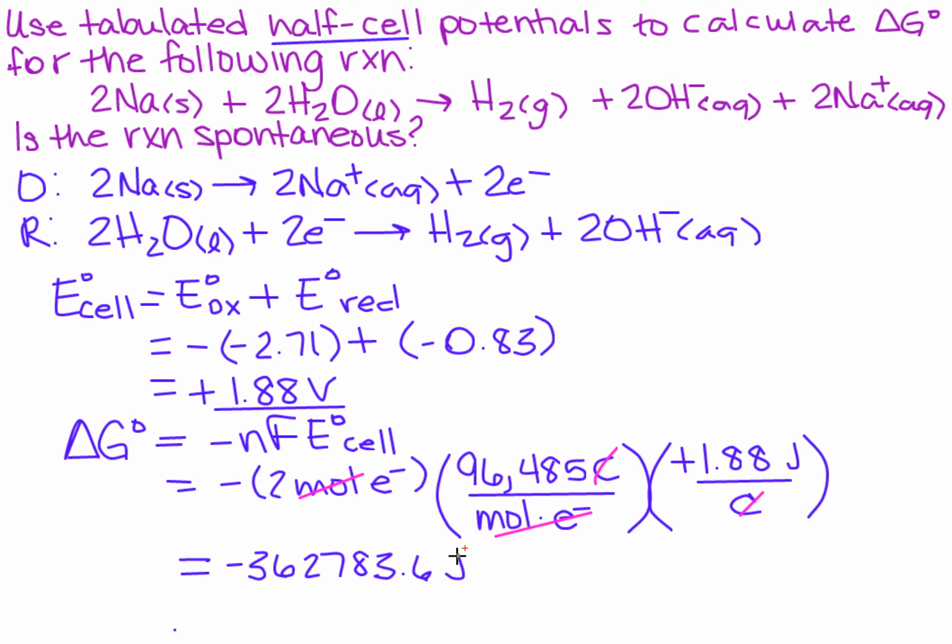It's kind of iffy on this one, right? Well, up here, this one has 2, and this one has 3, so I'm going to need 2. So I'm going to get minus 3.6 times 10 to the 5th joules. Now, that's not the whole thing, right? It says, is the reaction spontaneous? Well, remember, it's negative, so yes, it is spontaneous.